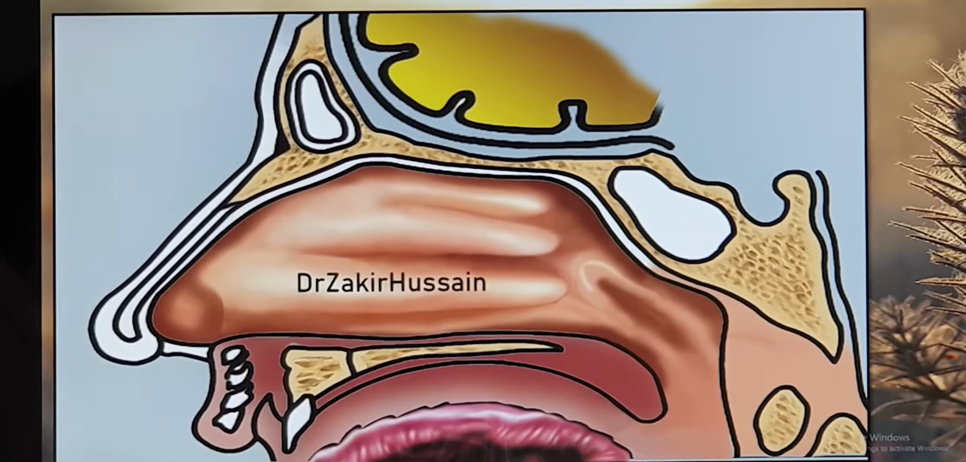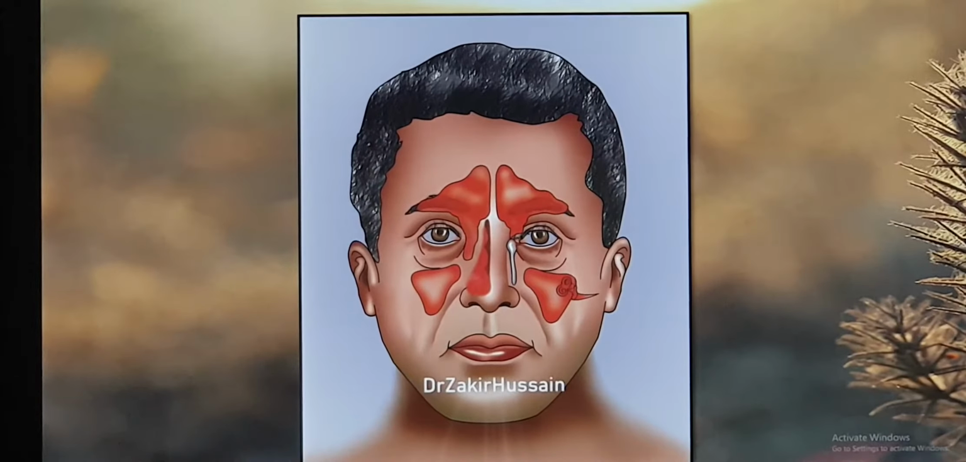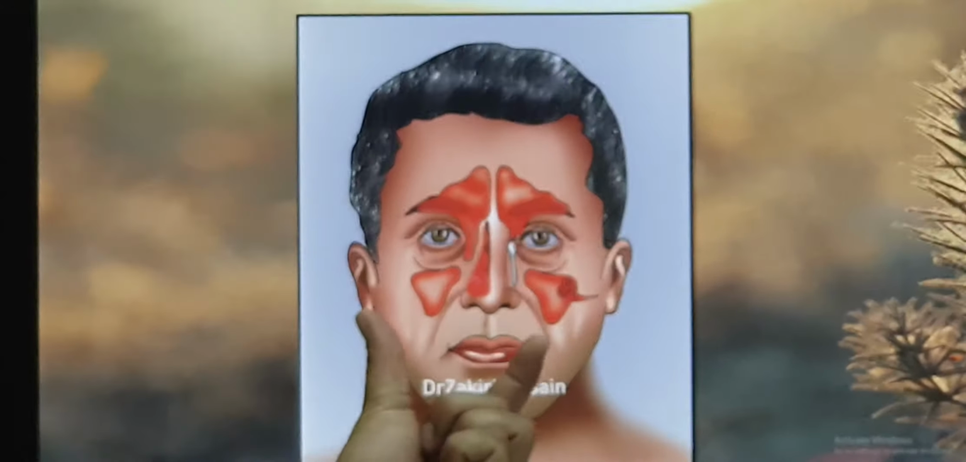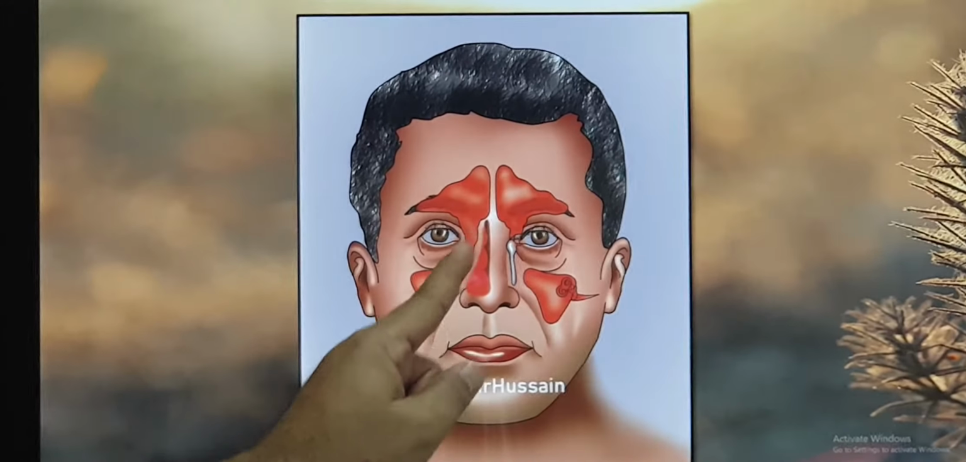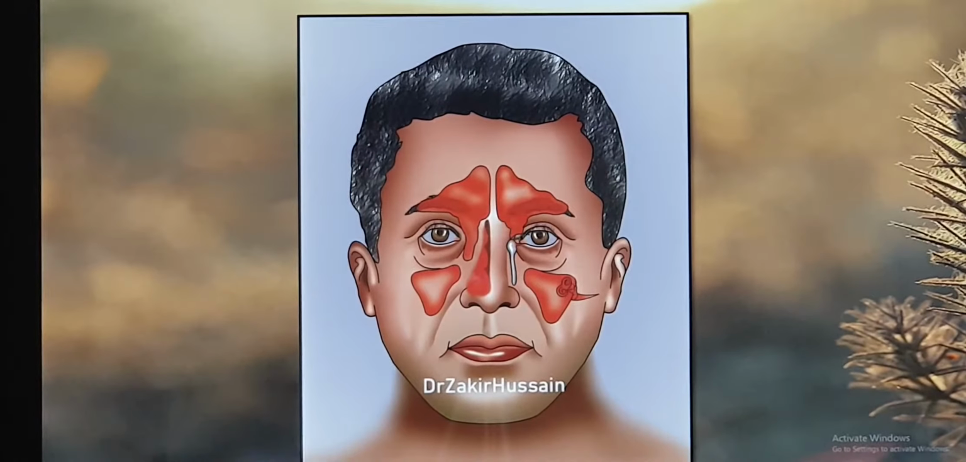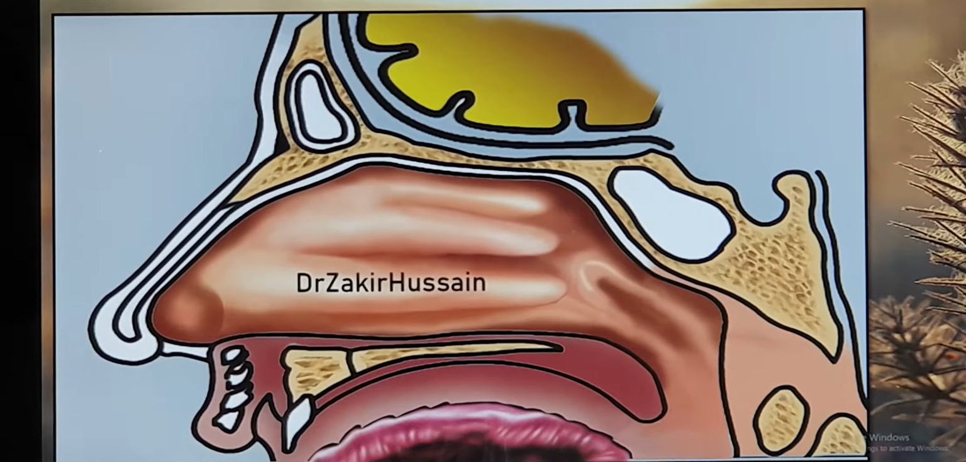Now, coming to sinuses, you have four sets or four pairs of sinuses. These are the frontal sinus, then you have the maxillary sinus, and the ethmoid sinus. I have drawn only on one side, but it is supposed to be on the other side also. And last, way behind, you have the sphenoid sinus.